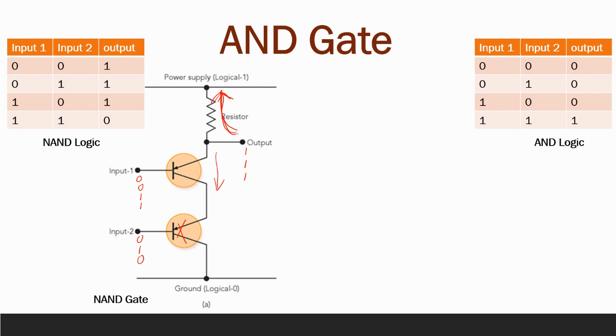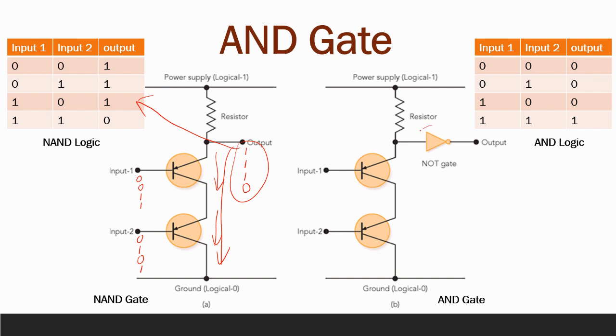When input 1 and input 2 are both at a high level, both transistors conduct, so the output is pulled down to the ground. Therefore, the output shall be at a low level. That forms the NAND logic as shown. Based on NAND logic, once we add a NOT gate on the output, it inverts the result of output. Then the three transistors form an AND gate.